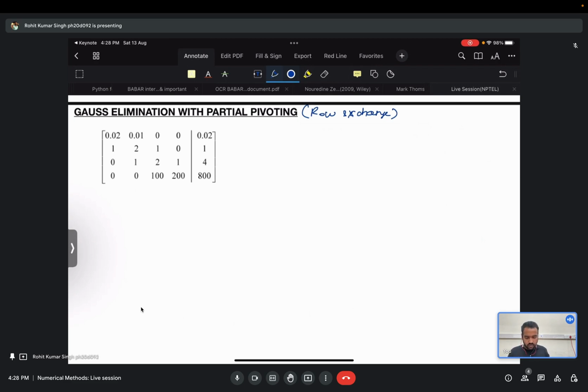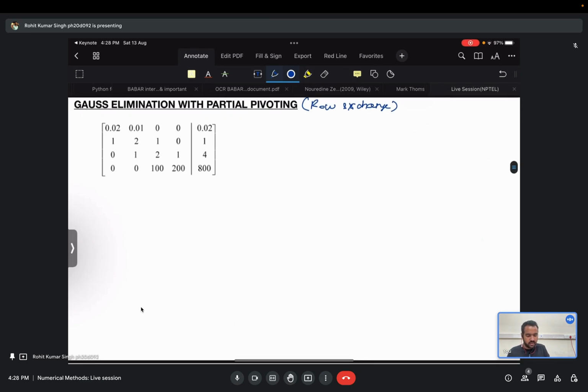Okay, so we have this matrix here, which comes from a system of equations. In the last session I showed how to get this A B matrix from a system of equations. I didn't write the system of equations; I took a shortcut and wrote this augmented matrix.